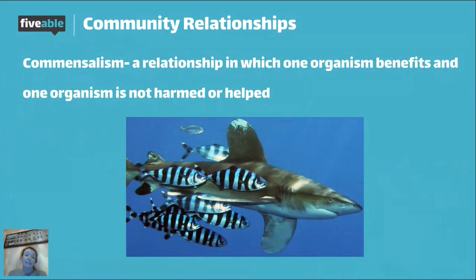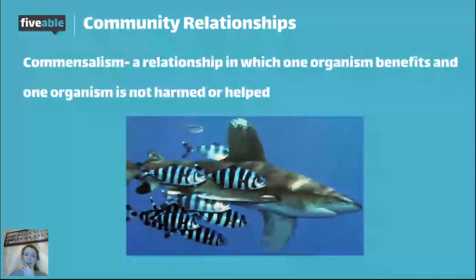Another common commensalist example is barnacles on whales. So barnacles are little growths. I don't even know what kind of subset. Oh, it's an arthropod. Okay, so it's an arthropod.